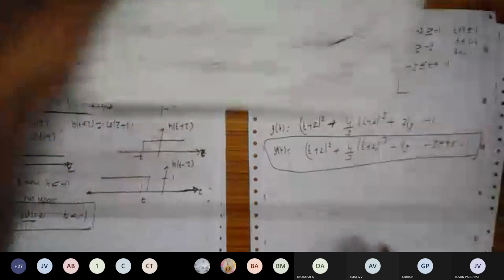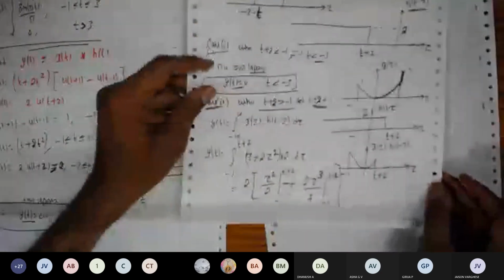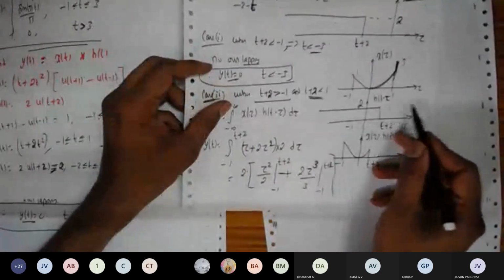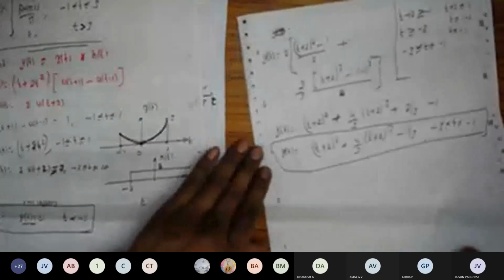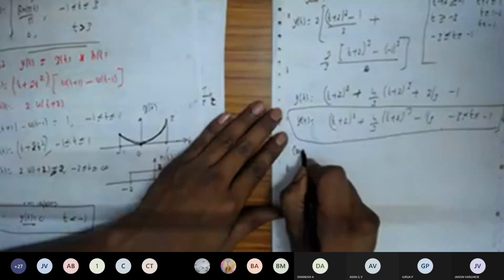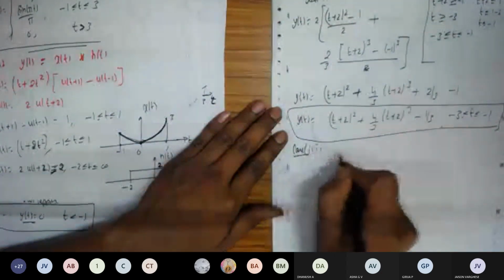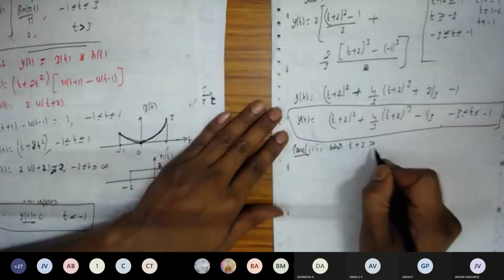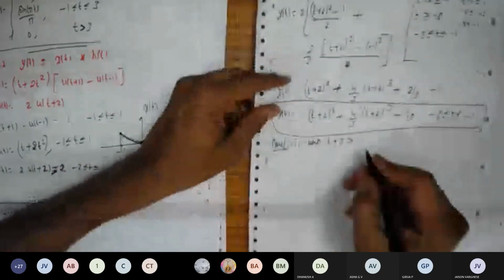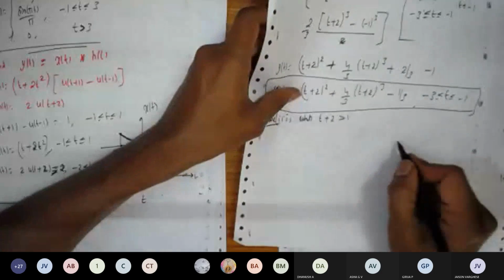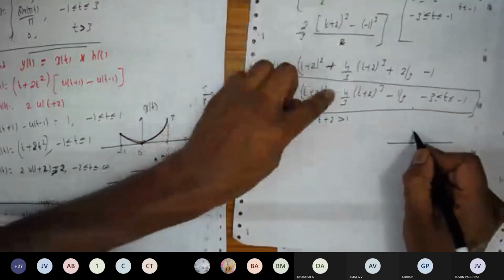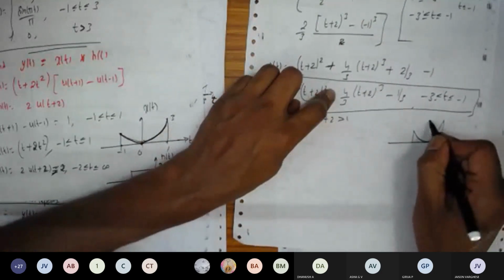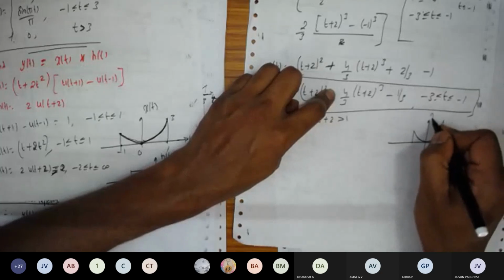So the last case: we have written the waveform. The next one is t plus 2 greater than 1, so case 3 we can take here. Case 3: when t plus 2 is greater than 1, already equals we have taken. These waveforms I'm just going to copy and paste here, from minus 1 up to plus 3. So this is x of tau.